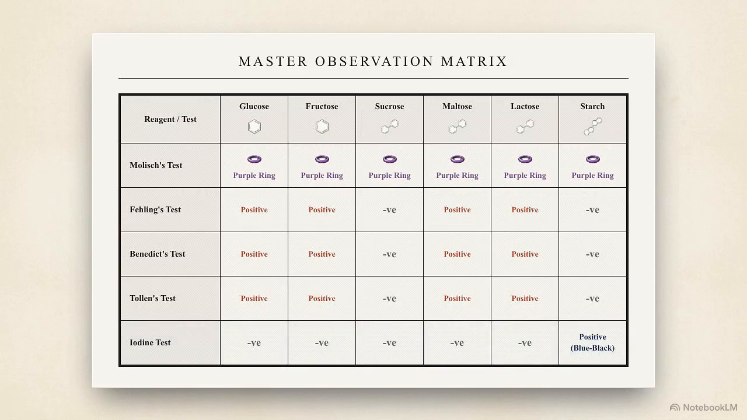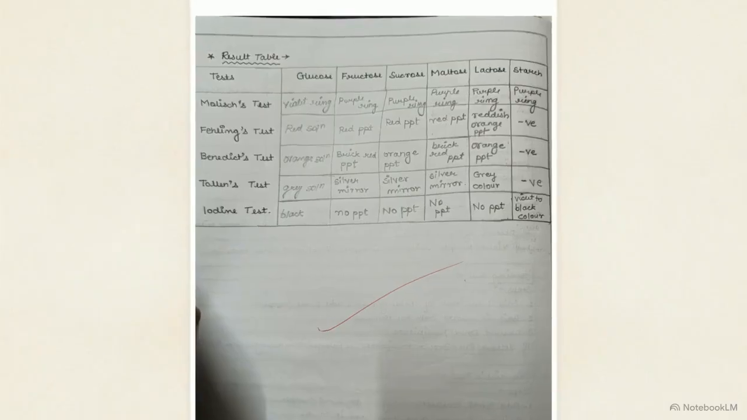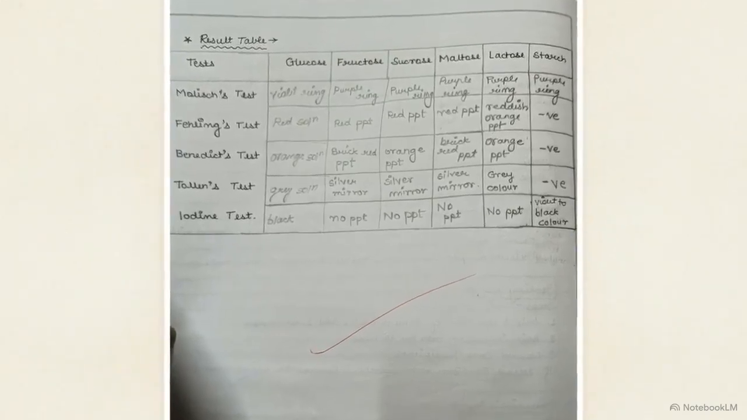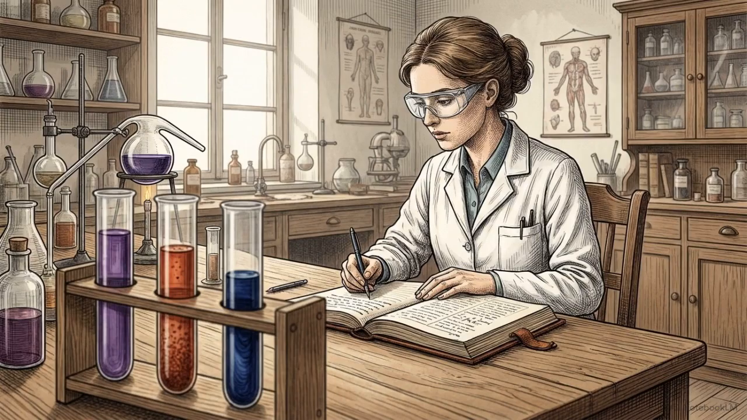Finally, the iodine row isolates starch with a blue-black result, while all other columns remain negative. You can use this completed matrix as a reference for your practical work. Understanding how these results overlap provides a systematic way to identify unknown carbohydrates in the laboratory.